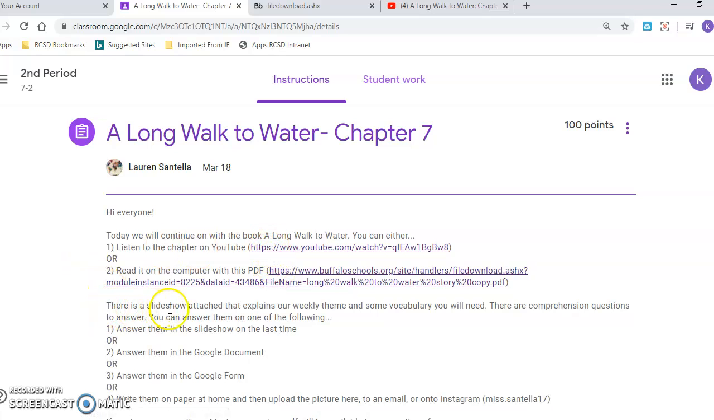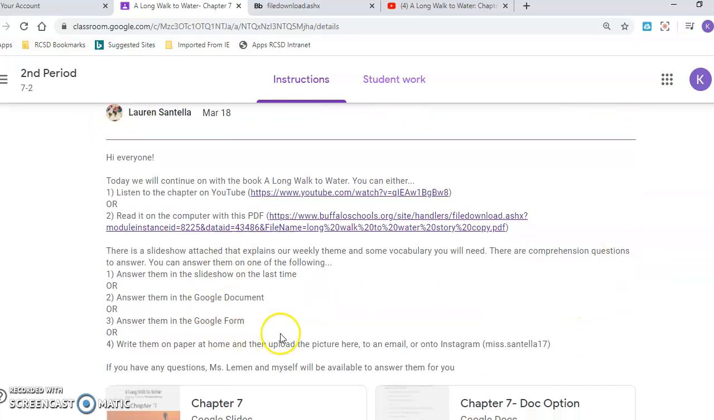Okay, moving on. There's a slideshow attached that explains our weekly theme and some vocabulary you will need. There are comprehension questions to answer. You can answer them on one of the following: 1, answer them in the slideshow on the last slide, or 2, answer them in the Google Doc form document, or 3, answer them in the Google form, or 4, write them on paper at home and upload a picture here, or email a picture, or send it on Instagram. Okay, if you have any questions, Miss Lemon and myself, that's Miss Santella, will be available to answer them for you. Also me, Miss Bailey, always happy to help.